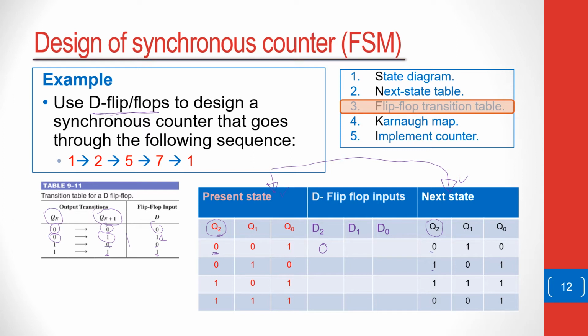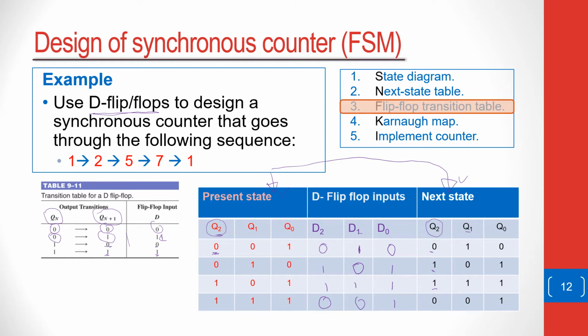So in this case, because we want it to be 1, it will be 1. We want it to be 1, it will be 1. And it will be 0. Here, for D1, we are looking at Q1. We want it to be 0, 1, 0. We want it to be 0. We want it to be 1, 1.